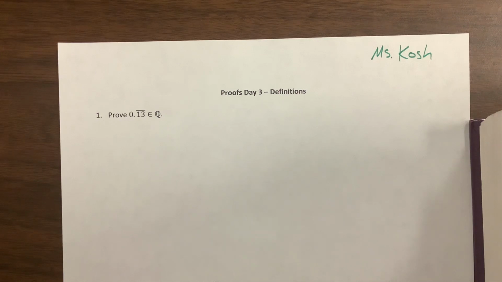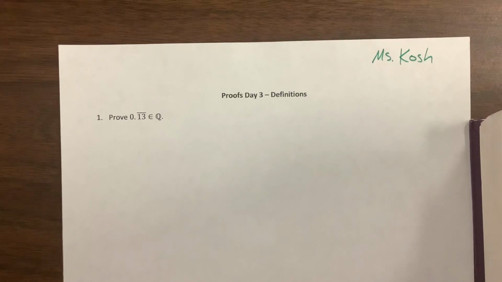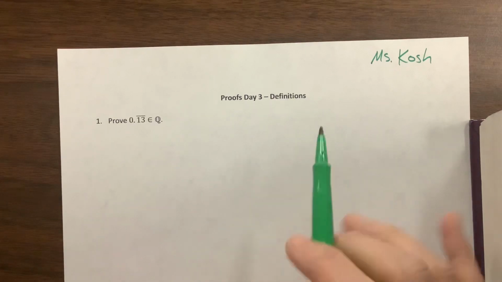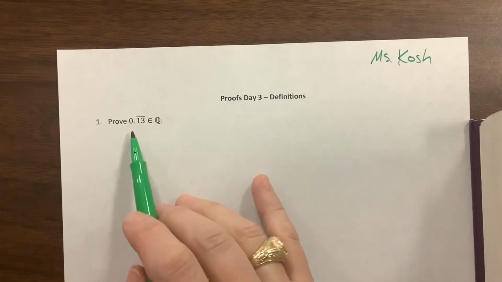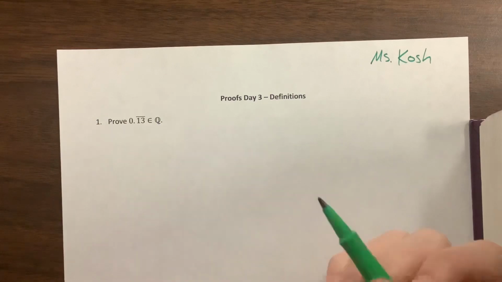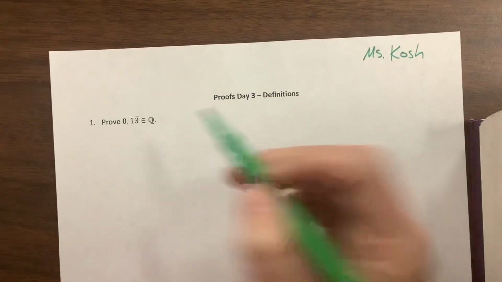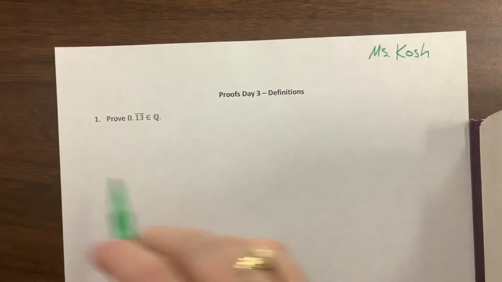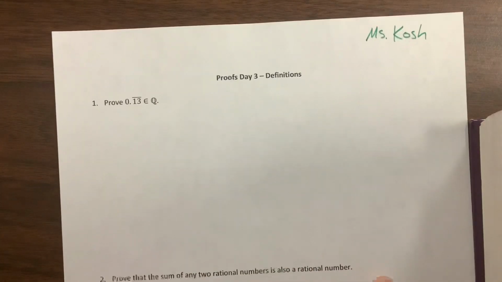Okay, the next set of problems in our book were for proofs. They call this definitions, and a lot of these proofs expect you to know the definitions of certain things. For this one, they're saying prove that 0.13 repeating is an element of the rational numbers. So the definition we're looking at here is what is a rational number. There are two good ways to prove this.